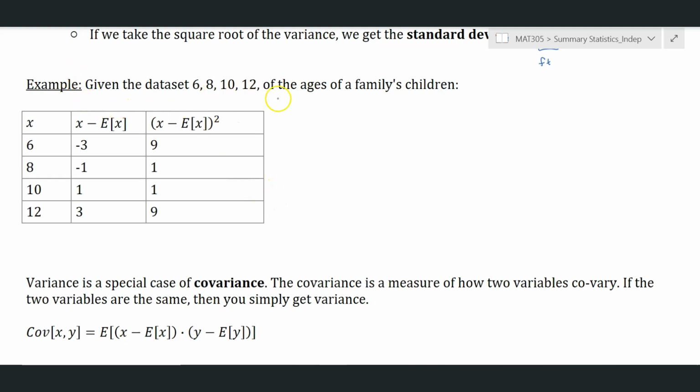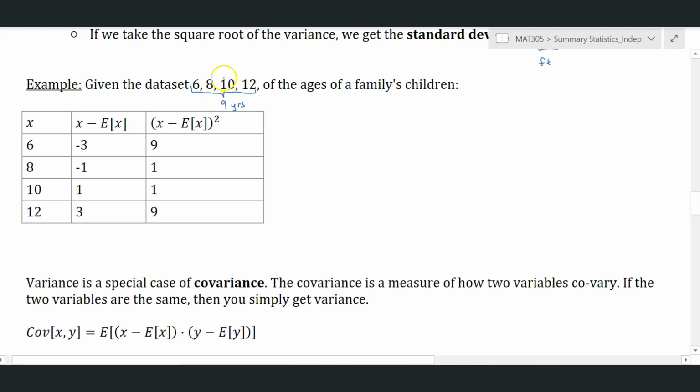Let's say that we have the ages of 4 children in a family. They're aged 6, 8, 10, and 12. First of all, we begin by calculating the expected value. In this case, each of these has a 0.25 weight, or 1/4 weight, so we can just add them up and divide by 4. That would give us a mean of 9. So that means that on average, the average child is 9 years old.